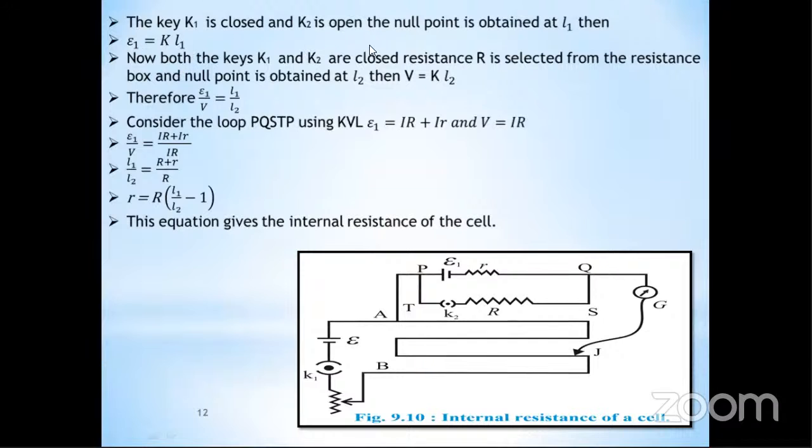Now we are moving towards the internal resistance, so that K1 and K2 both are closed. Now both the keys K1 and K2 are closed, and a suitable resistance R is selected from the resistance box. First of all, we are going to find out this L1, and then as per our formula.